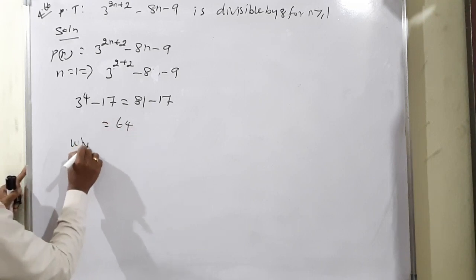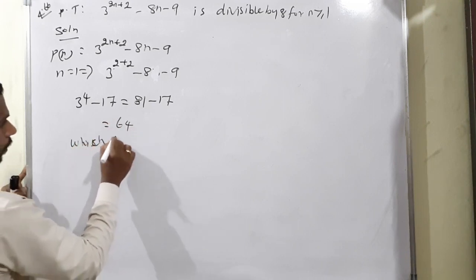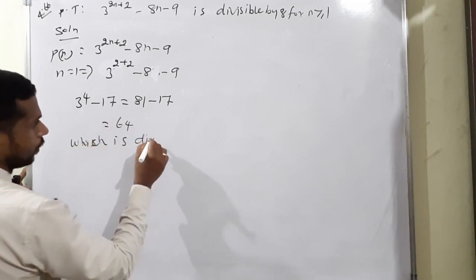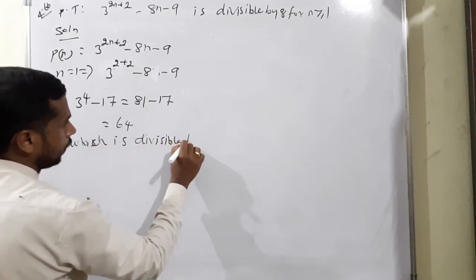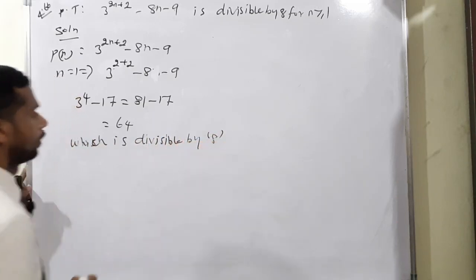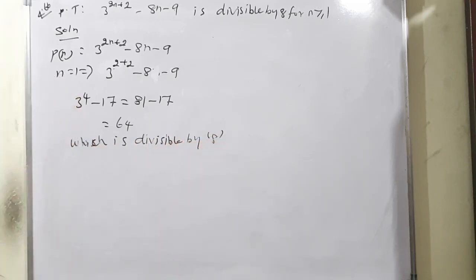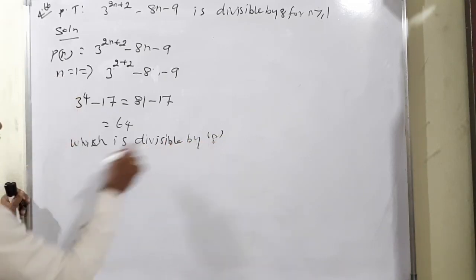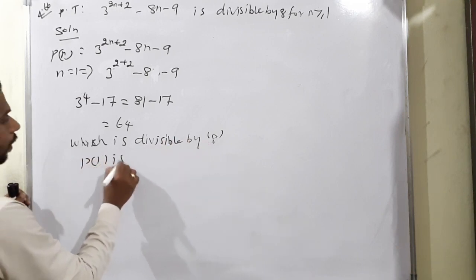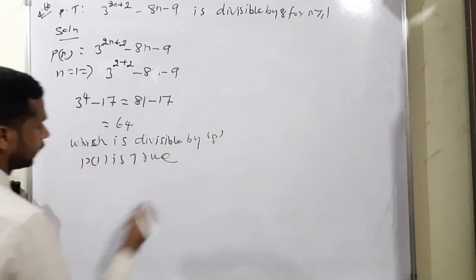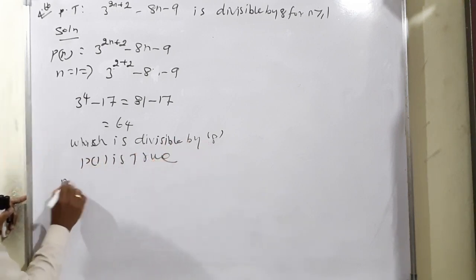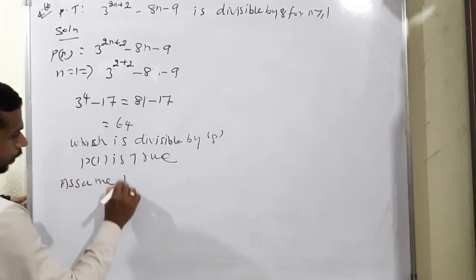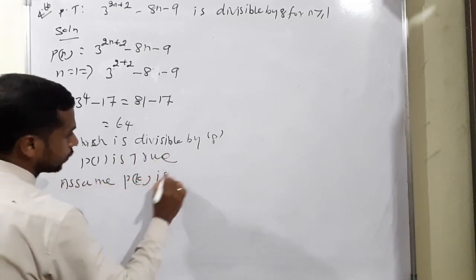81 minus 17, we will get the answer 64. Definitely we can say it is divisible by 8, isn't it? Because 8 8s are 64. Now, the next condition, divisible by 8 means definitely we can say P of 1 is true. The first condition is clear. Second one, assume P of K is true.